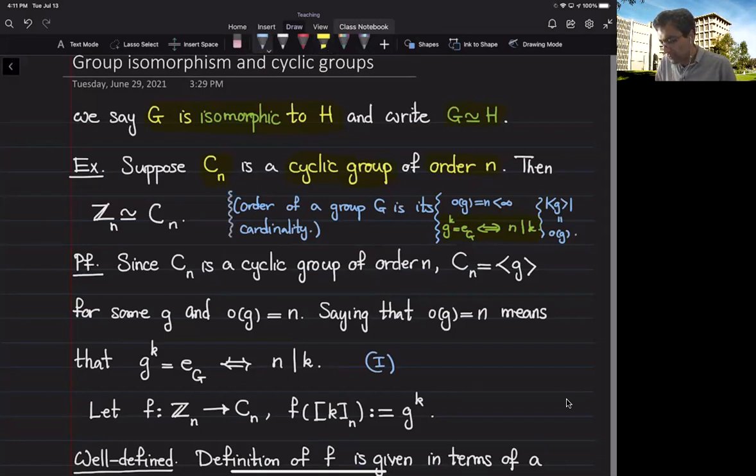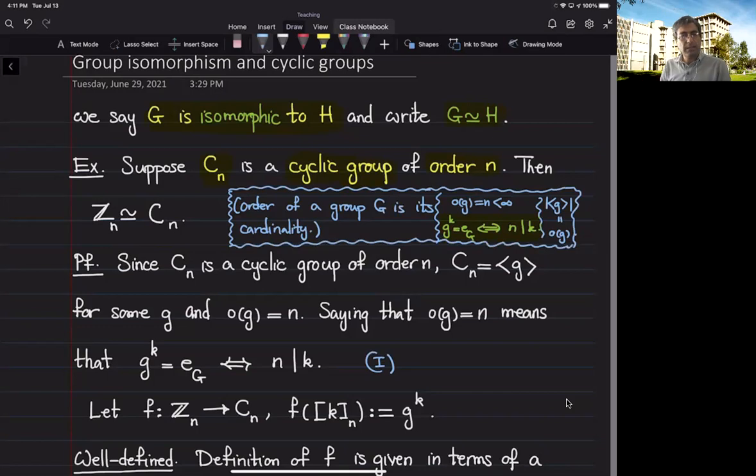It has nothing to do with this example, but now I want to show this example. Okay, what is the example? The example says that if I tell you C sub n is a cyclic group of order n, then it is isomorphic to Z sub n. So up to isomorphism, there is a unique cyclic group of order n. Up to isomorphism, every two distinct cyclic groups of order n are isomorphic to each other.